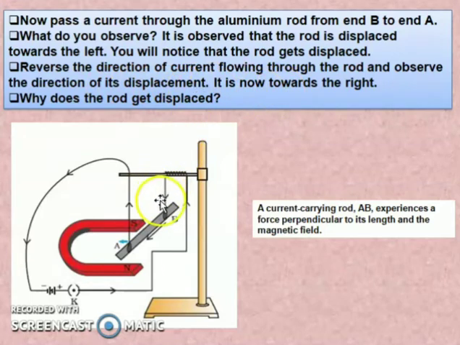First we passed a current from B to A. At that time the rod is displaced towards the left. Now we are reversing the direction, that is, the current is passing from A to B. At that time the rod gets displaced towards the right. Why does the rod get displaced?